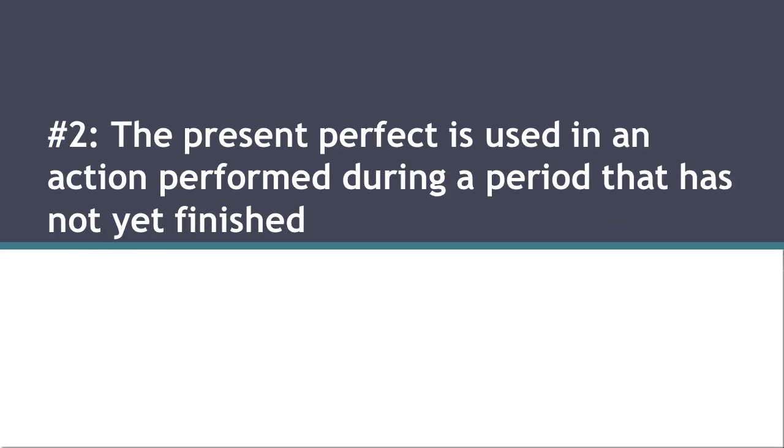Number 2, the present perfect is used in an action performed during a period that has not yet finished. Look at some sample sentences. We have been to the mall 4 times.